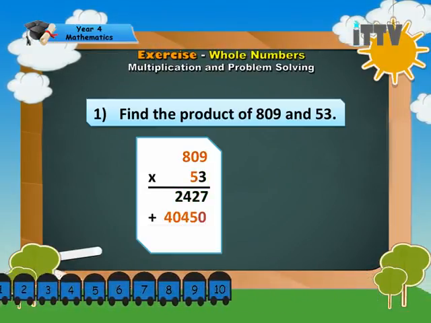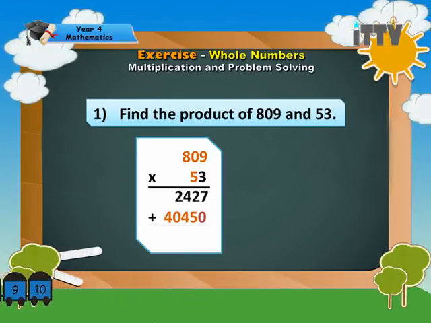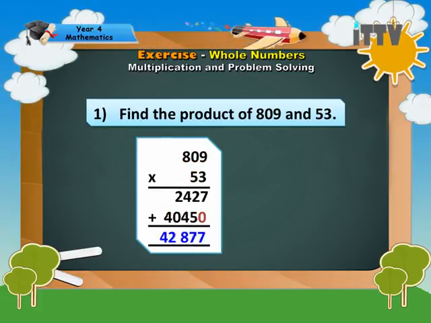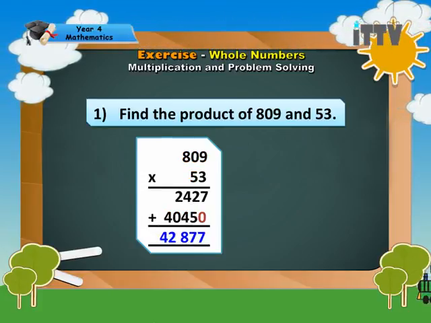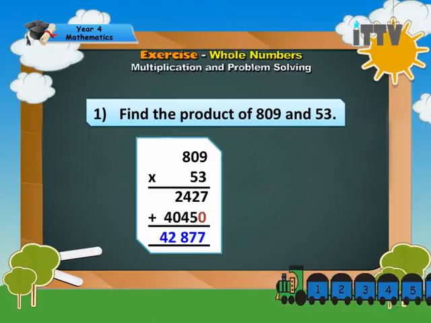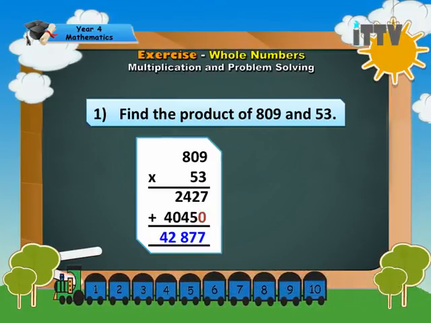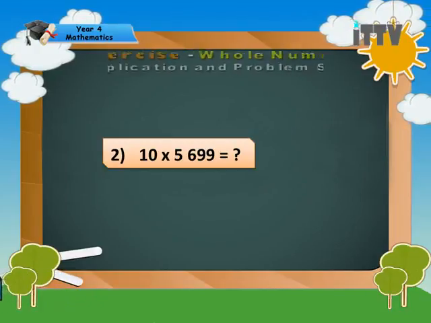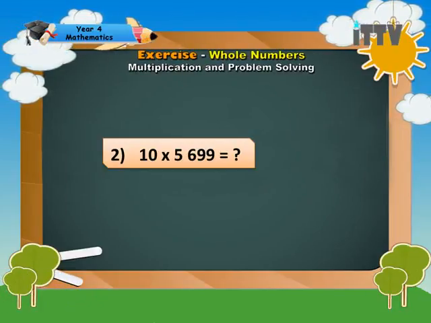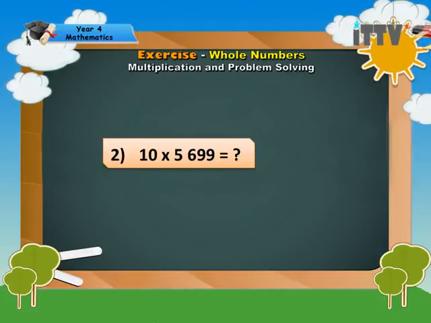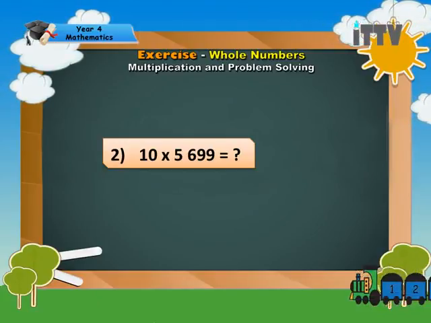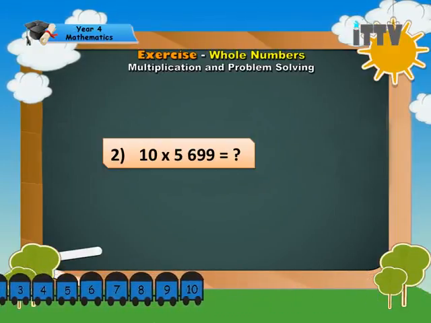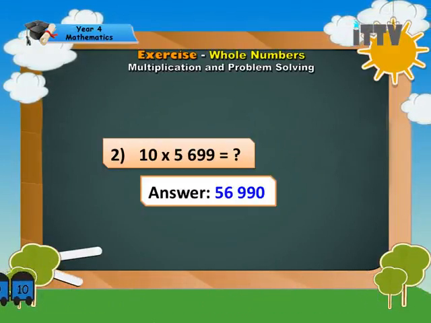Yeah, the red 0 that you see over there. And then take 809 times 5. Add the total, and that will give you 42,877. That's the answer for question number 1. As for question number 2, 10 times 5,699. Alright, recap. Whenever we multiply by 10, we add 1 zero to the original number. So that's our answer. Very simple, 56,990.